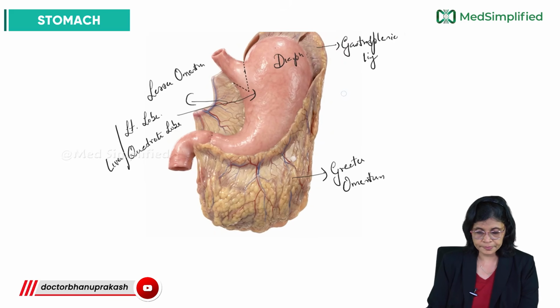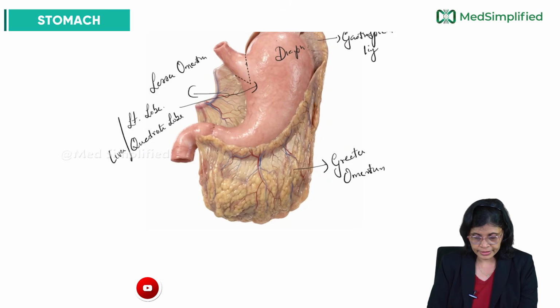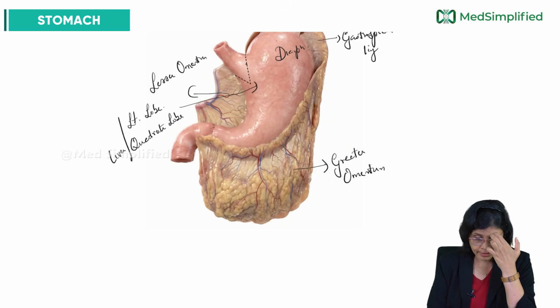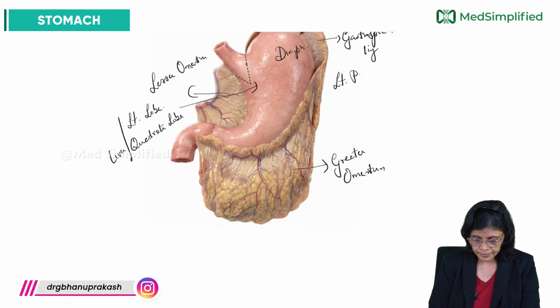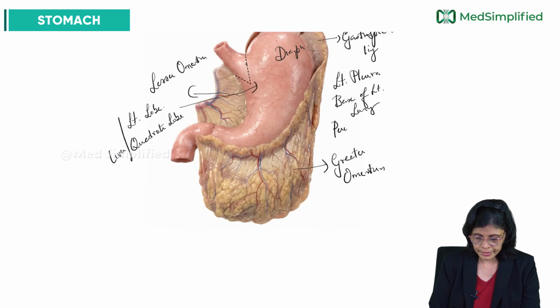Outside the diaphragm part, it is related to the left pleura and base of the left lung, as well as pericardium and heart.